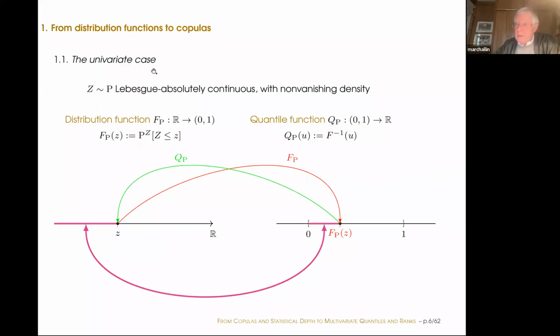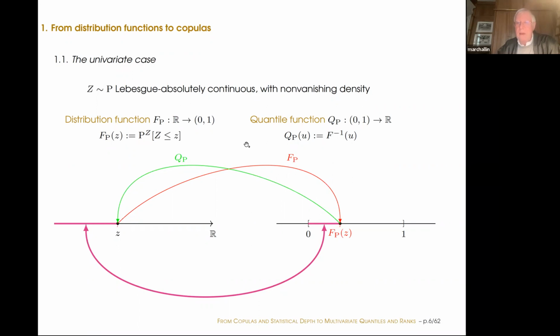So we are back to the univariate case, the case where we have a clear picture of the problem. And of course, I will denote by Z a Lebesgue absolutely continuous random variable, and I will assume that it has non-vanishing density. This is not really necessary, but it makes life much simpler. Then the classical distribution function, F, is a mapping from R to the open interval (0, 1), and the value at the point Z is the probability to the left-hand side of Z.